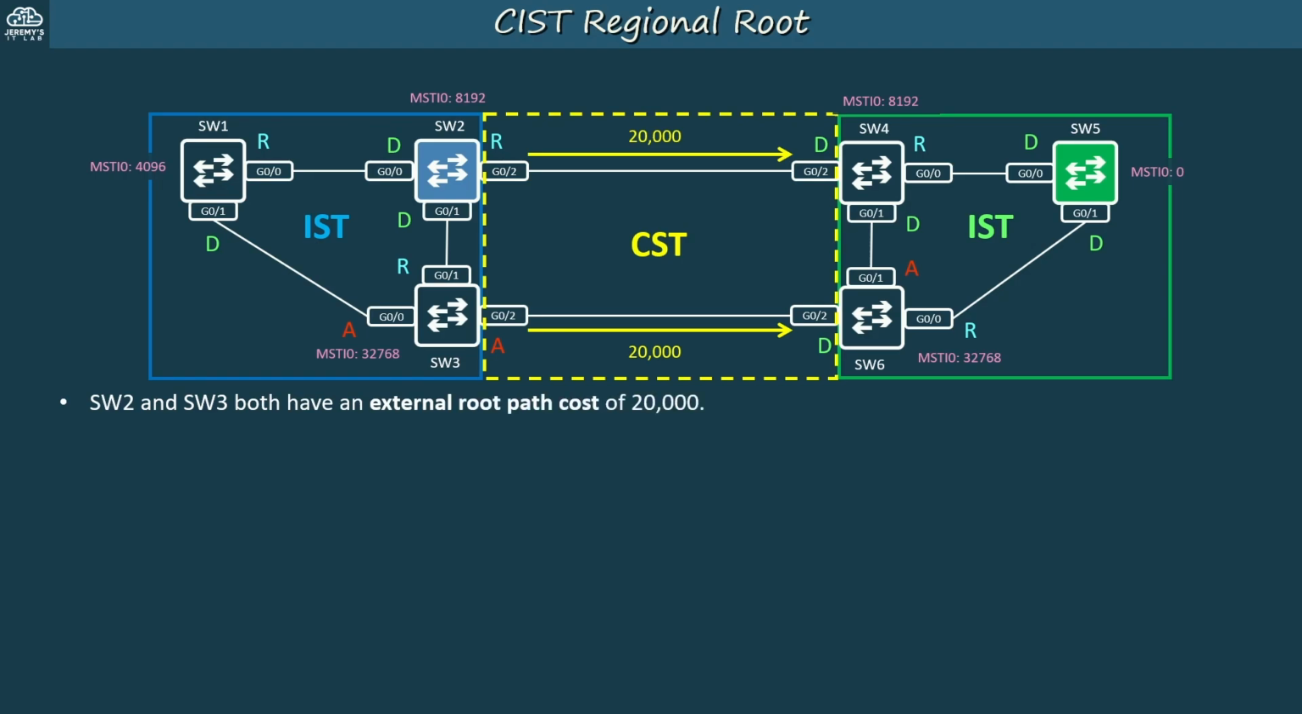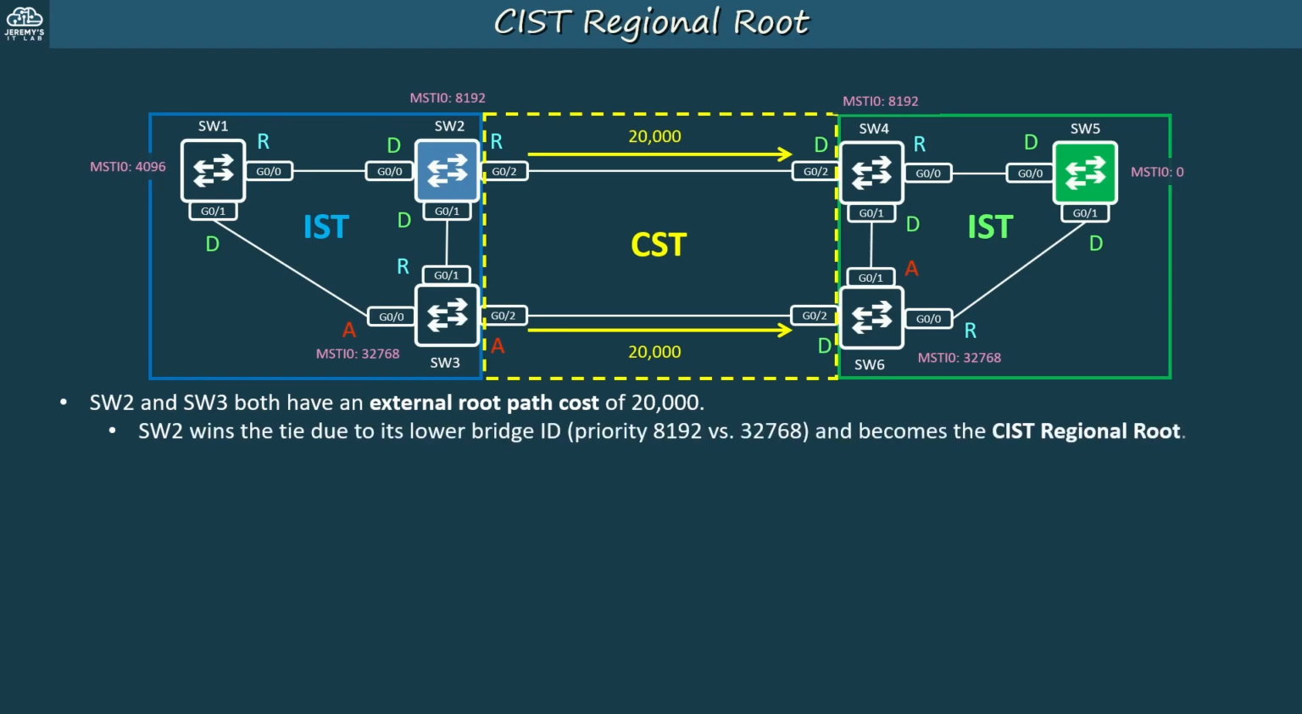With both of them tied, what do you think is the tiebreaker that makes switch 2 become the CIST regional root instead of switch 3? It's switch 2's lower bridge ID, 8192 versus switch 3's 32768. So switch 2 becomes the CIST regional root instead of switch 3. And this is why switch 2 G02 is a root port in the CST, whereas switch 3 G02 is an alternate port.